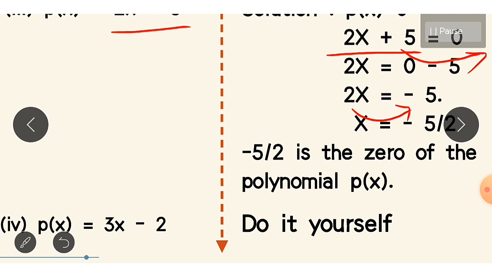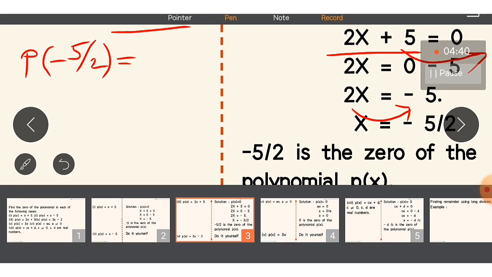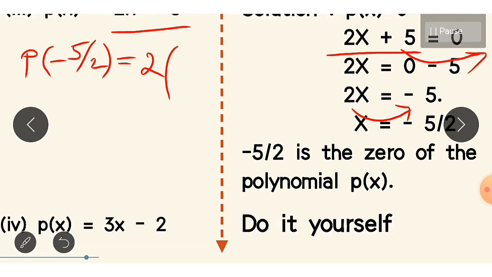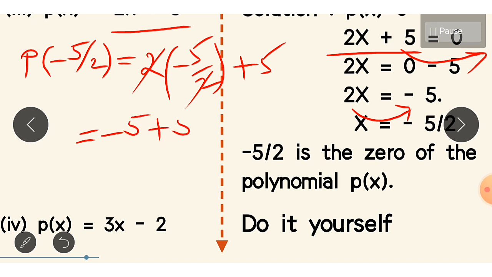Let us verify it now. P of minus 5 by 2 equal to 2 into minus 5 by 2 plus 5. Here 2 and 2 get cancelled. We get minus 5 plus 5, both get cancelled. Result is 0. So I got 0 as the result. So we can say that minus 5 by 2 is the zero of the polynomial 2x plus 5. Now a similar kind of problem, p of x equal to 3x minus 2. Now you try it yourself.